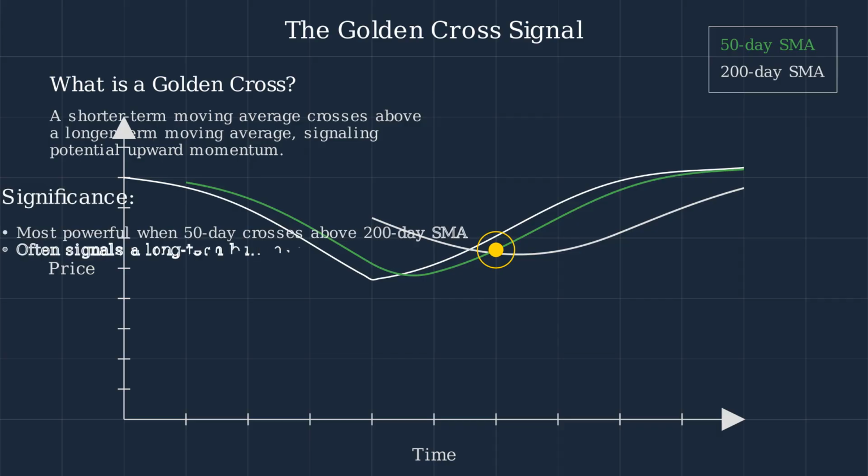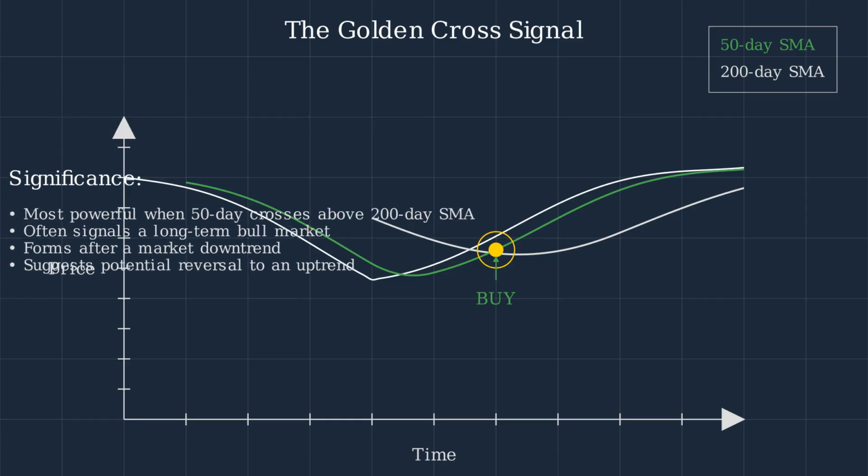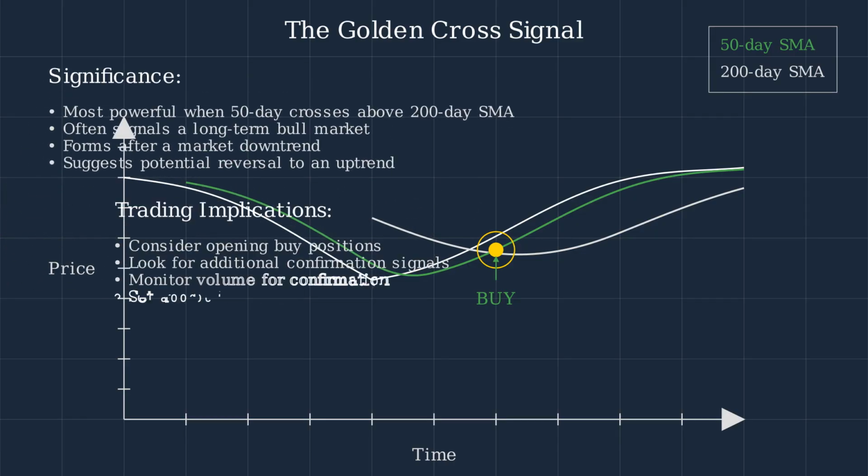The most significant golden cross is when the 50-day SMA crosses above the 200-day SMA, often signaling a long-term bull market. This pattern typically forms after a market has been in a downtrend and suggests a potential reversal to an uptrend. For traders, a golden cross often prompts considering buy positions. However, it's best used in conjunction with other technical indicators for confirmation.